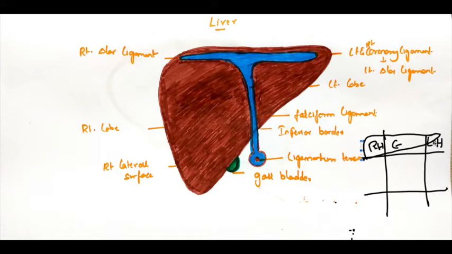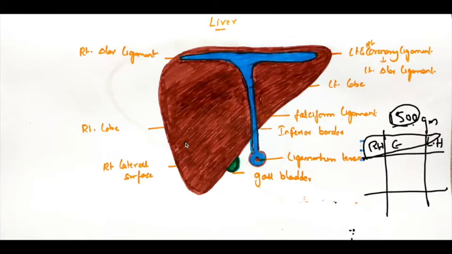Then if we see the weight of the liver, the average weight is 1500 grams. In males it is 1600, and in females it is 1300. So we can take an average of 1500 grams. Next is the color. The liver is reddish brown in color, and the shape of the liver is a wedge shape.